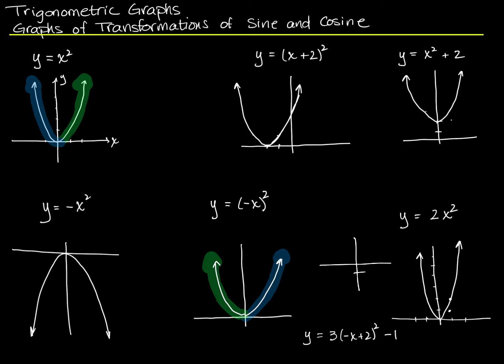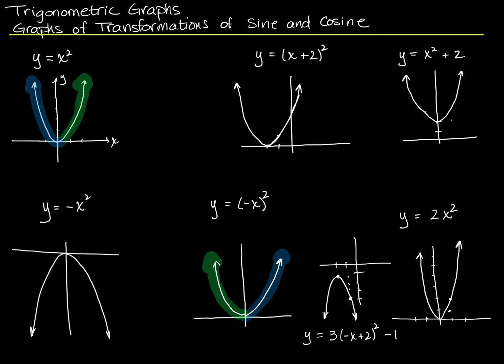Let's see, I need to go to the left 2 units and down 1 for my vertex. And then I'm going to be upside down, but instead of going through the point (1, 1), I'm going to go through the point (1, 3). This graph looks something like this.